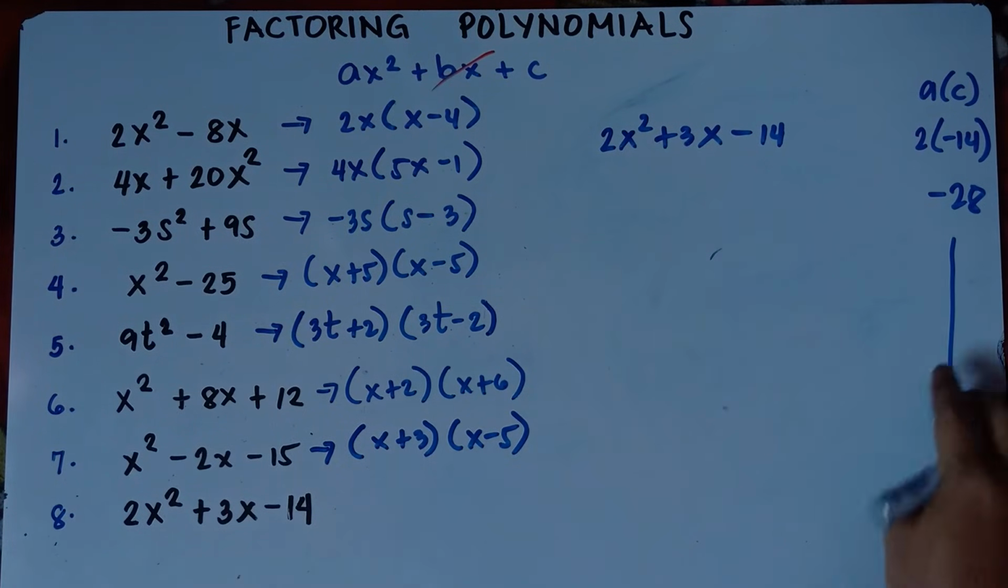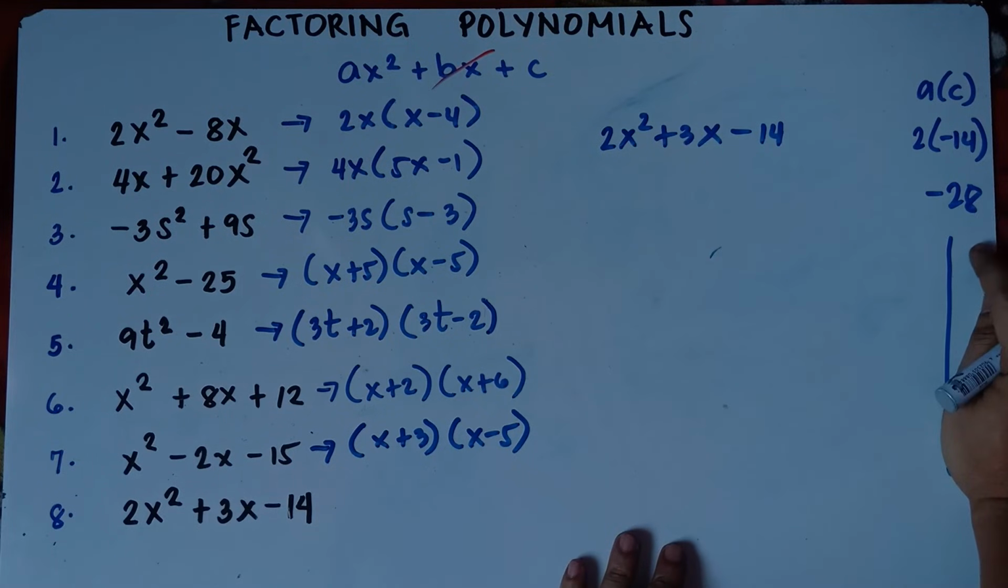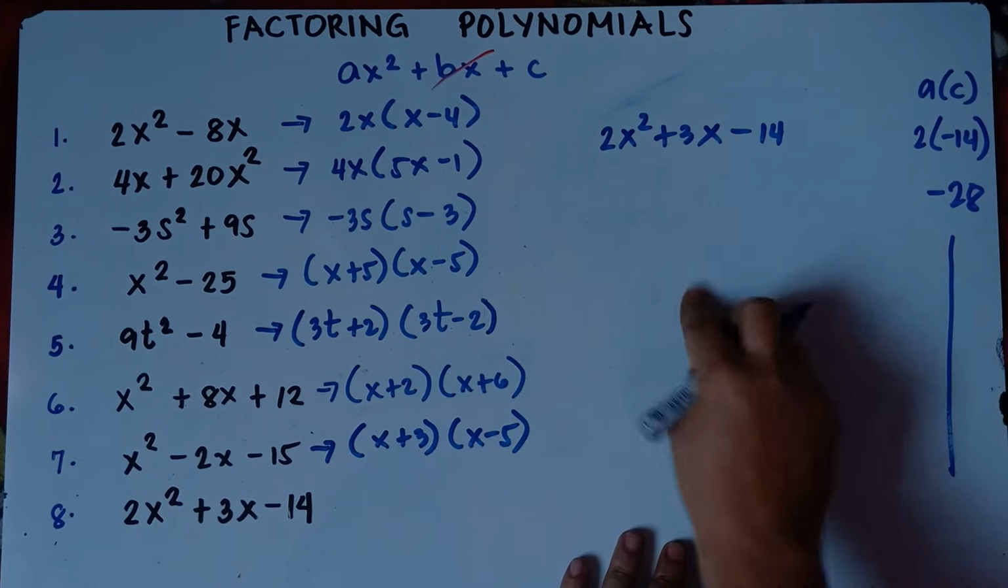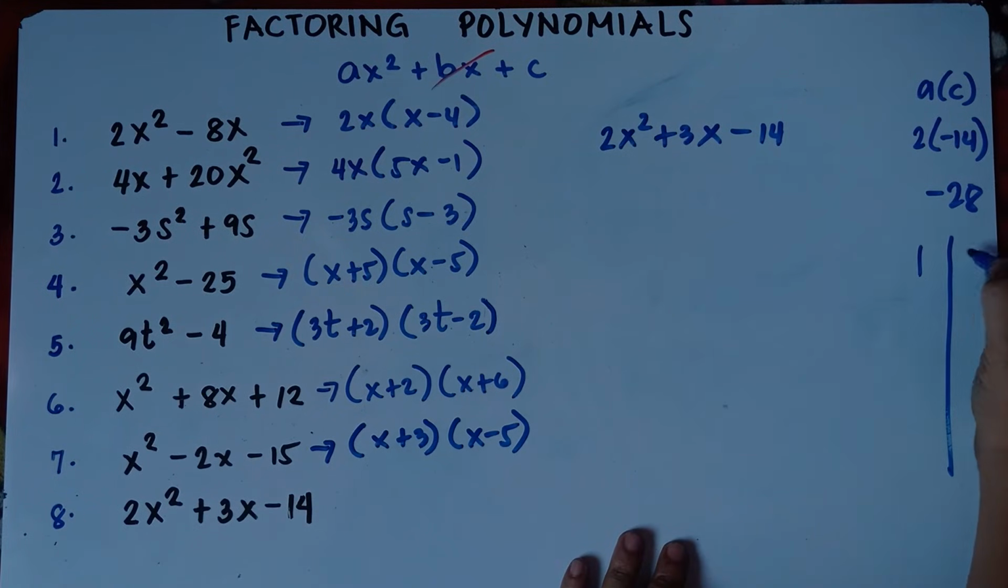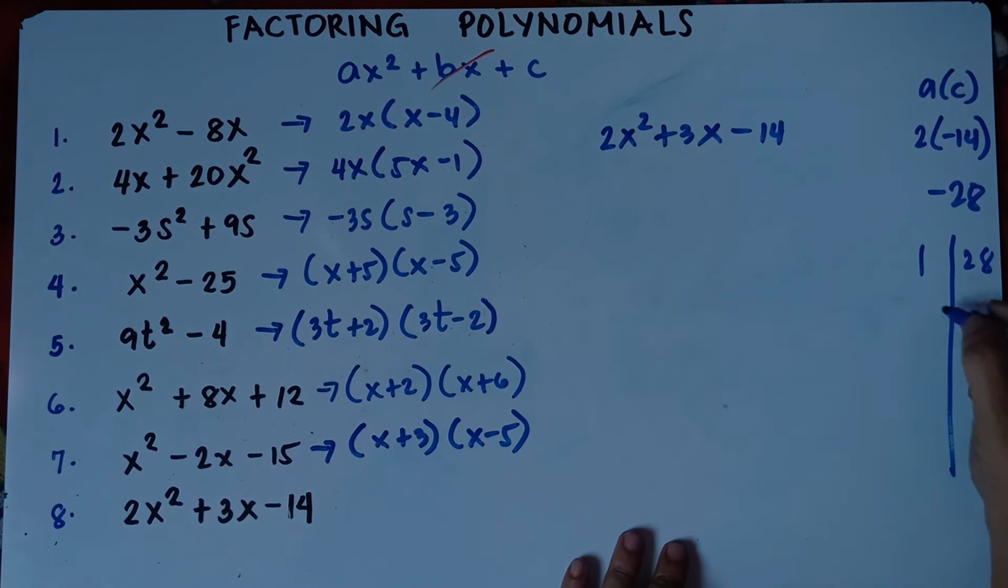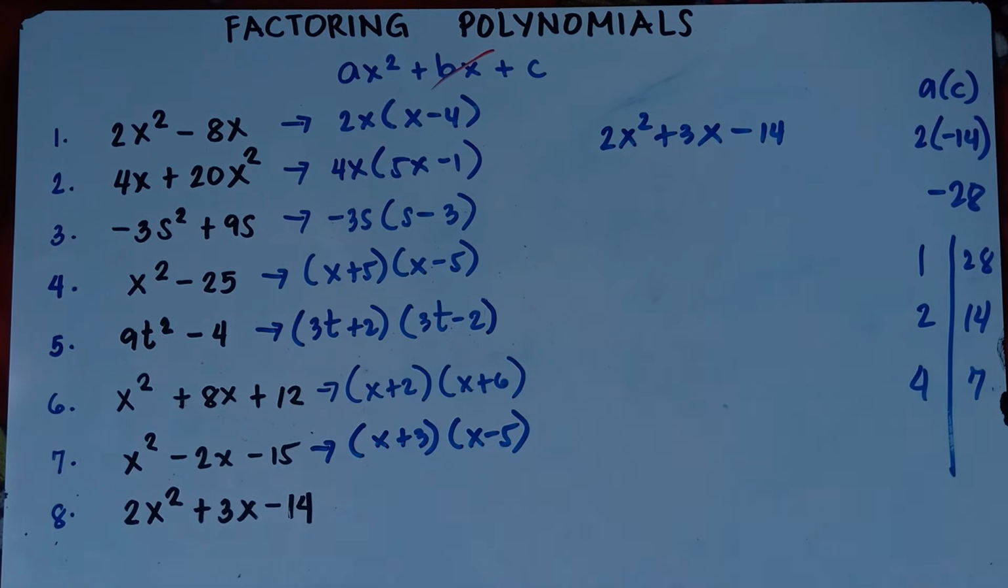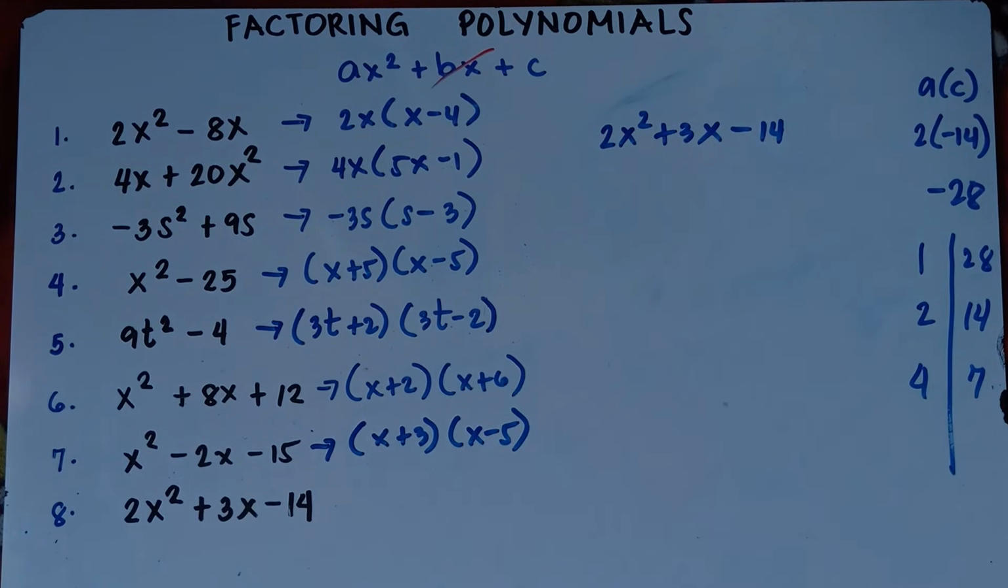And then you find two numbers that when you multiply them, you will get negative 28, and when you combine them, you will get positive 3. So what are the factors of 28? There will be 1 times 28, 2 times 14, and 4 times 7, right? These are the factors of 28.